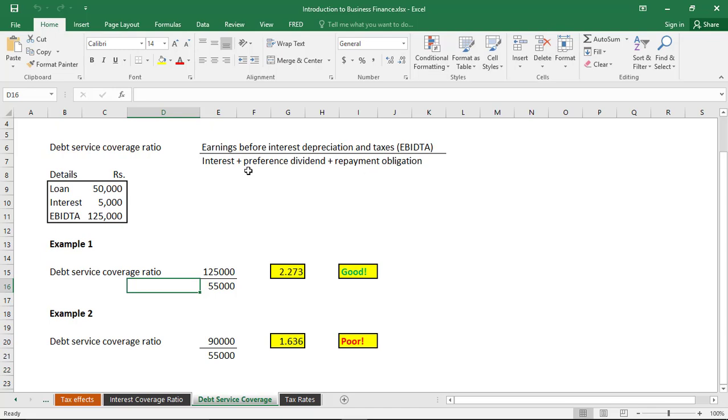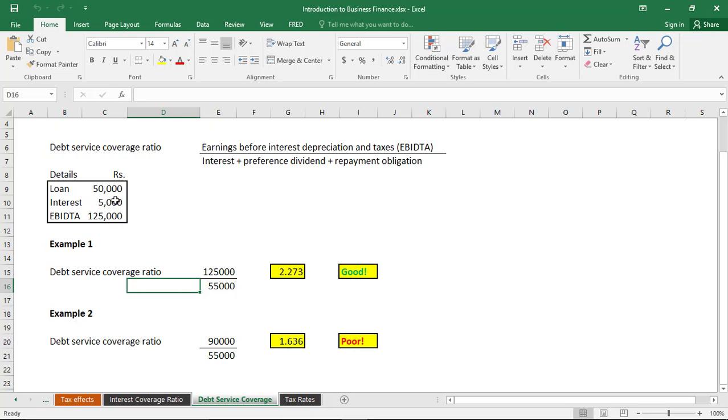So for doing that, we add back depreciation, or we only consider the operating profit, which does not include depreciation, which does not include interest, and which does not include any taxes. So we have to be taking that profit to see if it is good enough to cover the interest, preference dividend, and repayment obligation.